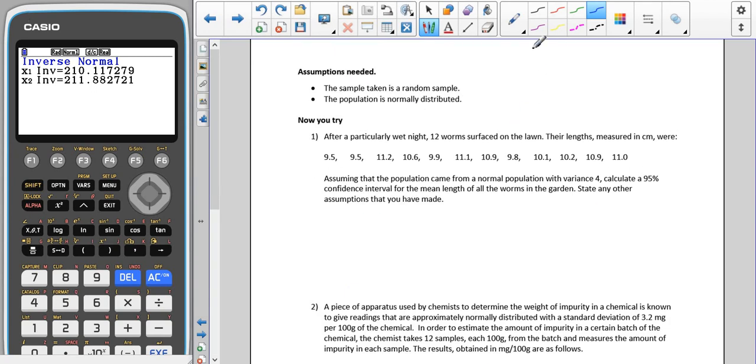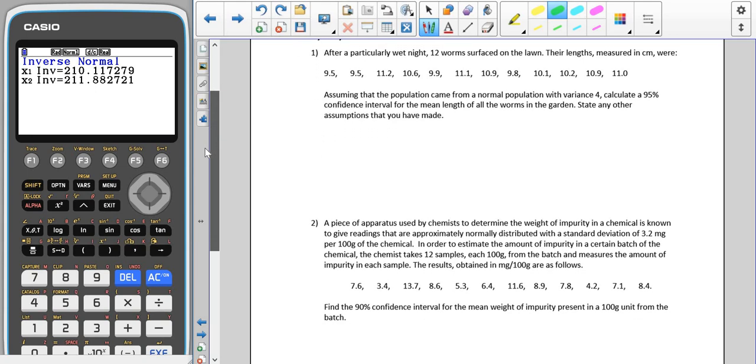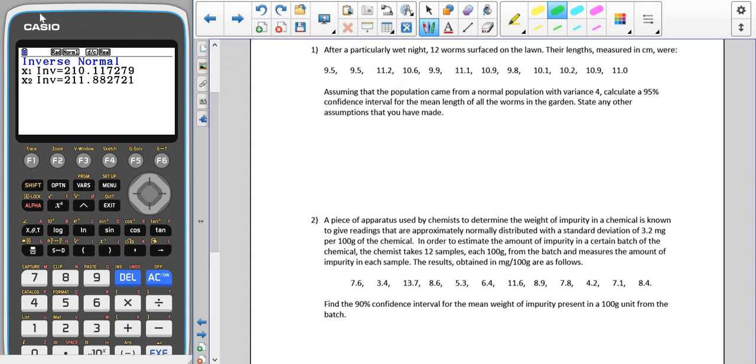So just a little bit on the assumptions that go with this. In the same way as we had for our large samples, the samples that we take must be a random sample. And this time, because our sample is not sufficiently large, that means that the population must be normally distributed in order for this confidence interval to work. Because we have a small sample, the population has to be normally distributed, and that's because of central limit theorem. So I'd now like you to pause the video and give the 2 now you try questions a go.